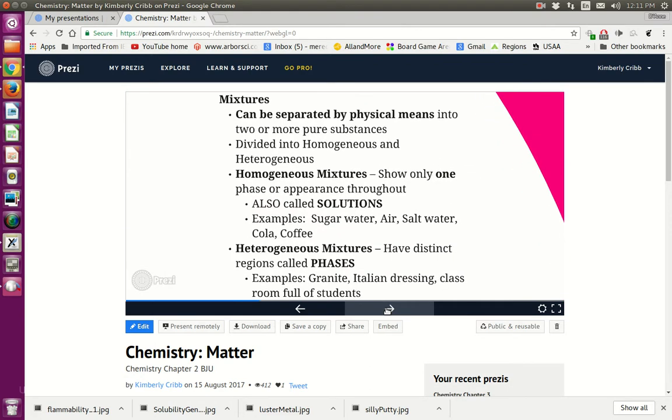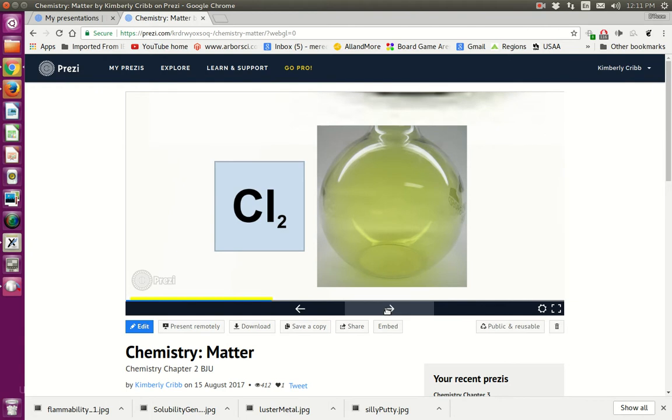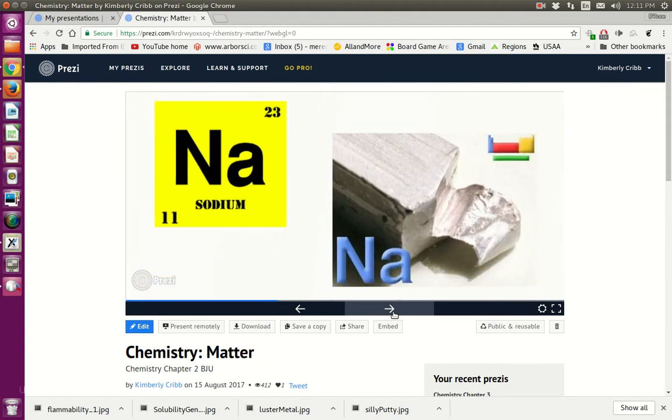Okay, there's the mixtures, and it talked about phases. So let's just look at pure things. This is an element. This is chlorine, also diatomic. See that too? This is sodium metal, and it's easy to cut. One of the physical properties of sodium, it has that luster, that shininess.